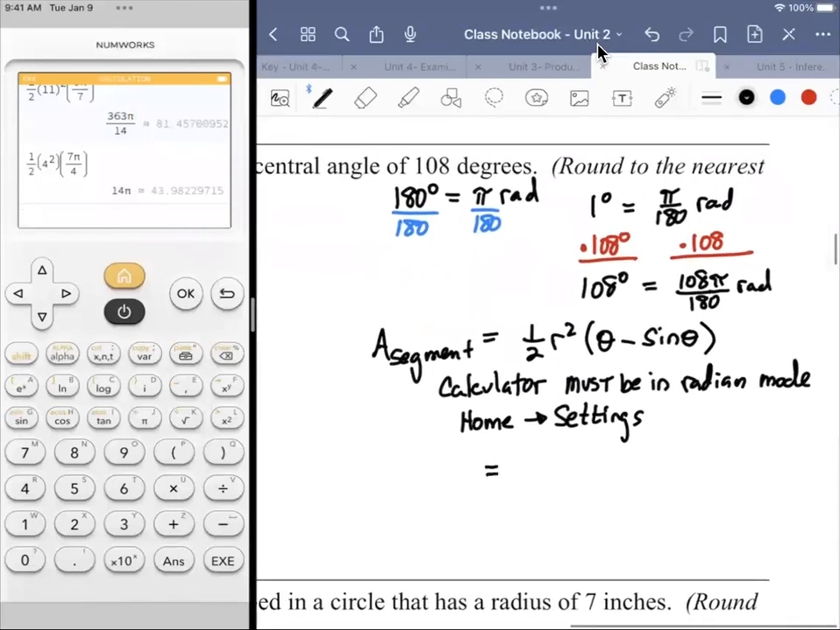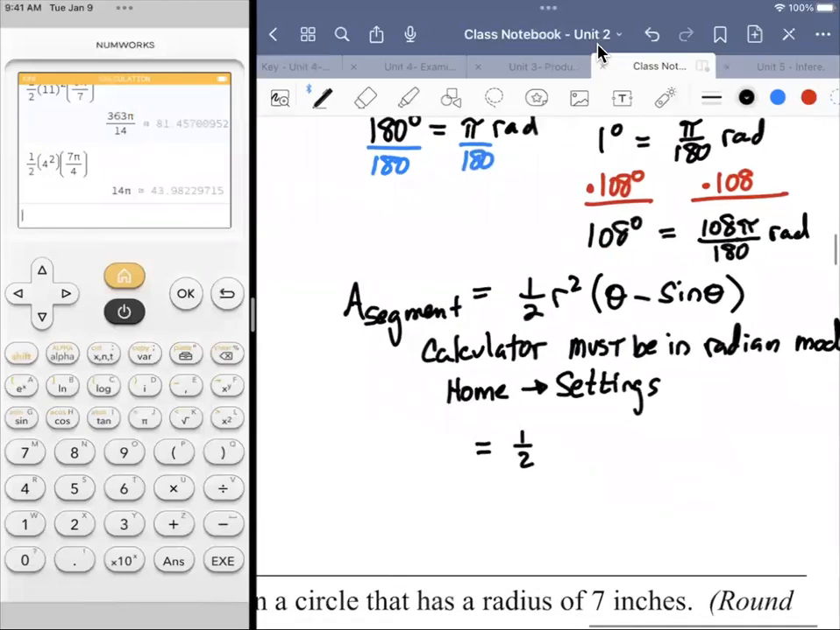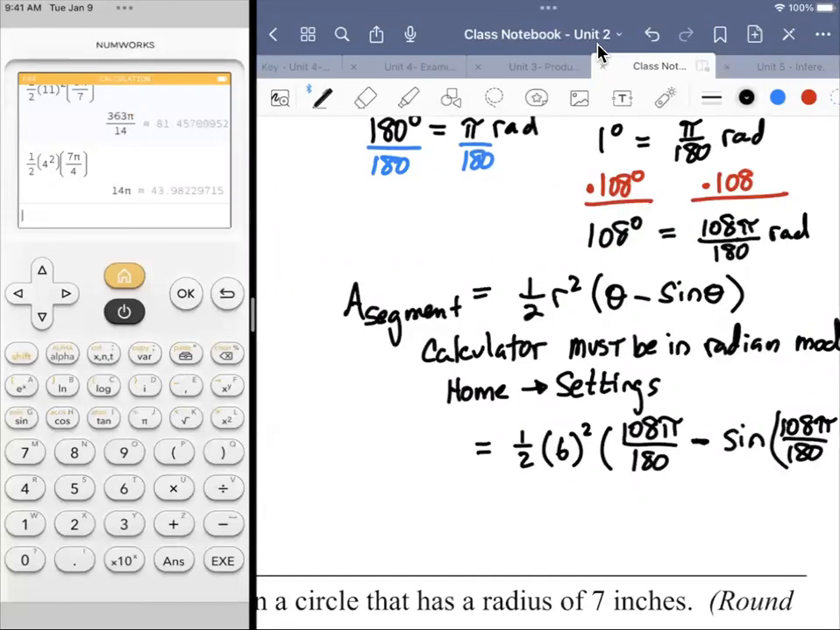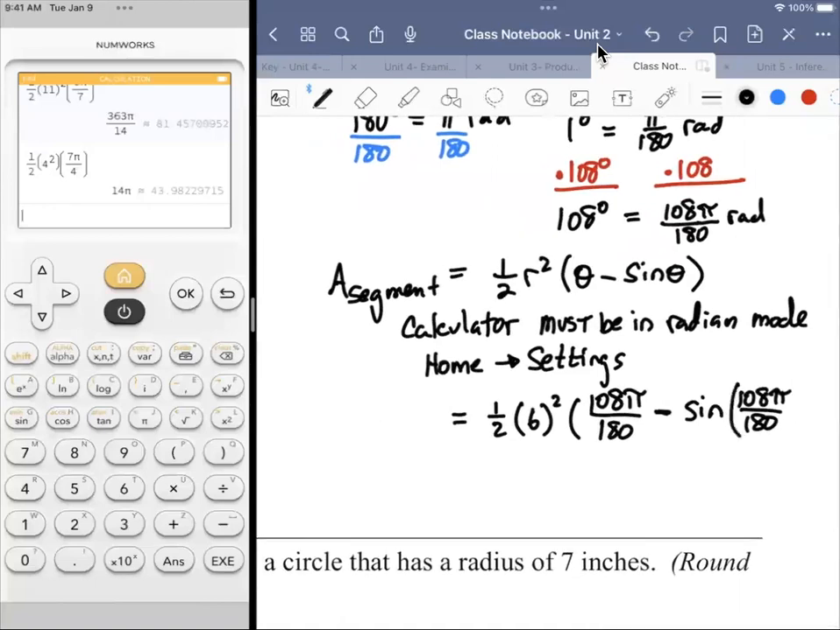So 1/2, they told us the radius was 6, times 108 pi over 180, minus the sine of 108 pi over 180. You may wonder why it didn't matter whether we were in degree mode or radian mode for the last example, or the segment problems. There was no trig function in there. There was no sine, cosine, tangent, or anything like that. It was just simple calculation. Here, because we're taking the sine of an angle, it needs to be in radian mode.